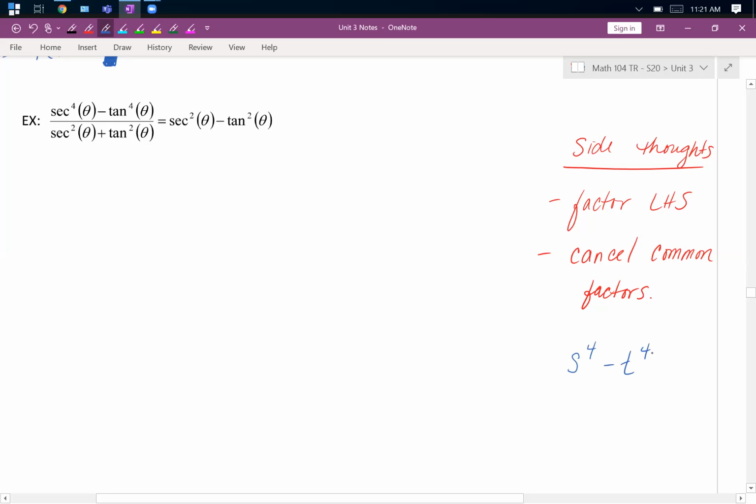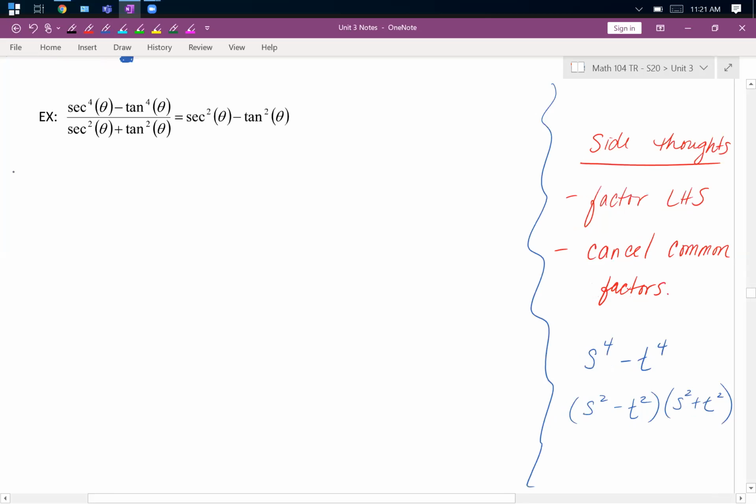Isn't it just a difference of squares? It is the difference of two squares. So what's it going to factor into? Secant squared minus tangent squared times secant squared plus tangent squared. You got it. So I'm having real bad notation over here on the side because they're just my side thoughts. That's not part of my proof. So I can have bad notation over there, but I'm going to make sure when we actually write out the proof that we have our good notation.